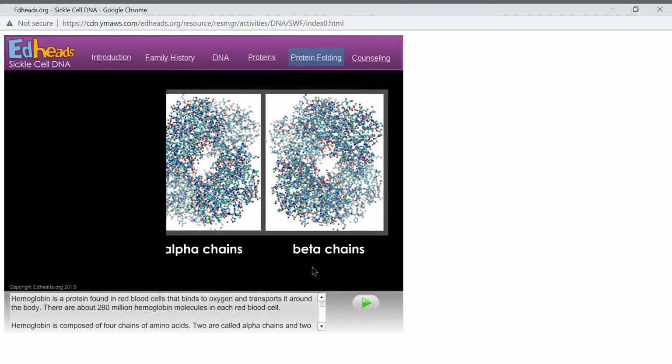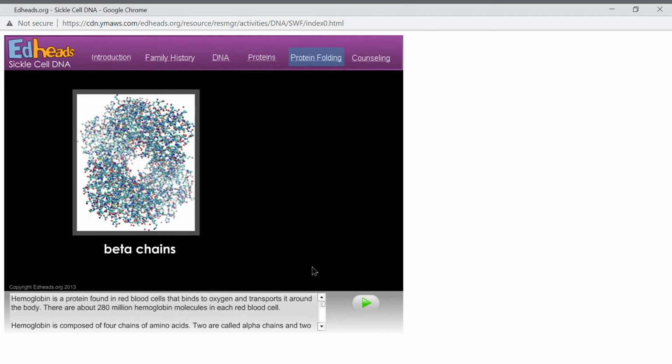In most sickle cell patients, the disease is caused when one and only one amino acid out of the 146 amino acids in the beta chain differs from normal individuals. As you have seen, glutamic acid is replaced by valine.